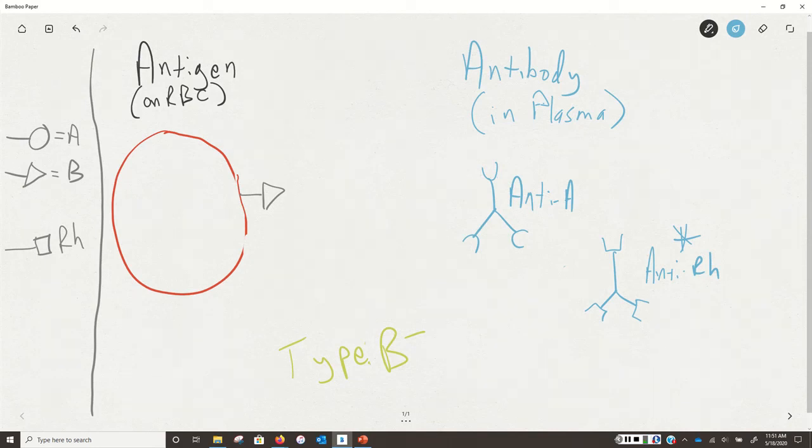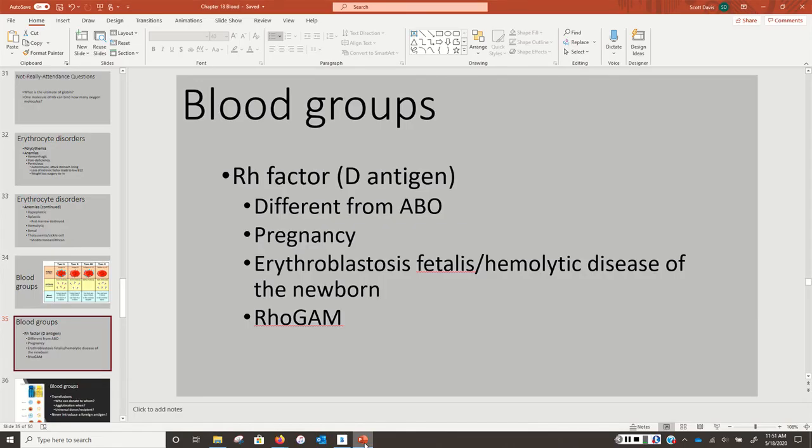But when it becomes a big deal, let's go back to our PowerPoint. It becomes a big deal if we're talking pregnancy. So let's say an Rh negative mother has a child and the father is Rh positive. Well, if this is her first child, it's really not an issue. If the father is Rh positive, the baby could potentially be Rh positive.